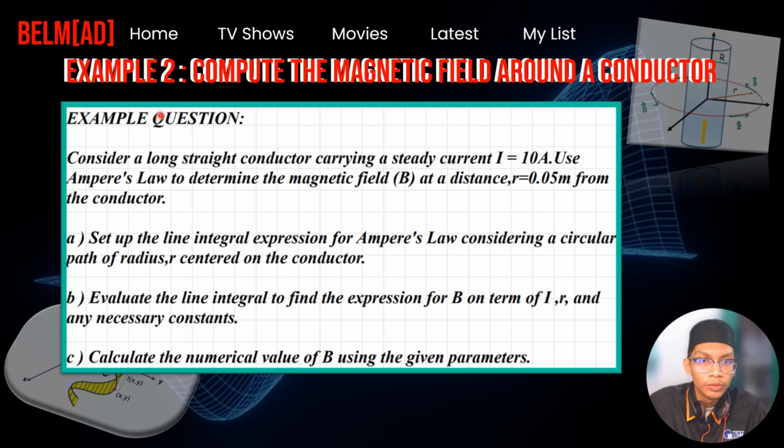Next, example 2. Compute the magnetic field around a conductor. Consider a long straight conductor carrying a steady current I equal to 10 ampere. Use Ampere's law to determine the magnetic field B at a distance r equal to 0.05 meter from the conductor. A. Set up the line integral expression for Ampere's law considering a circular path of radius r centered on the conductor. B. Evaluate the line integral to find the expression for B in terms of I, r and any necessary constant. C. Calculate the numerical value of B using the given parameters.